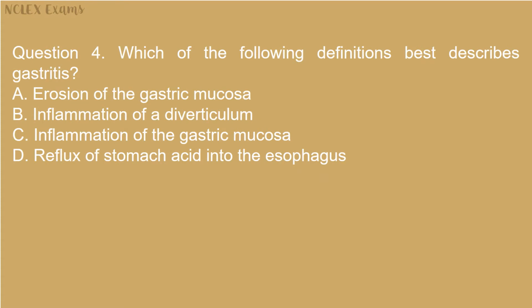Question 4. Which of the following definitions best describes gastritis? A. Erosion of the gastric mucosa. B. Inflammation of a diverticulum. C. Inflammation of the gastric mucosa. D. Reflux of stomach acid into the esophagus.